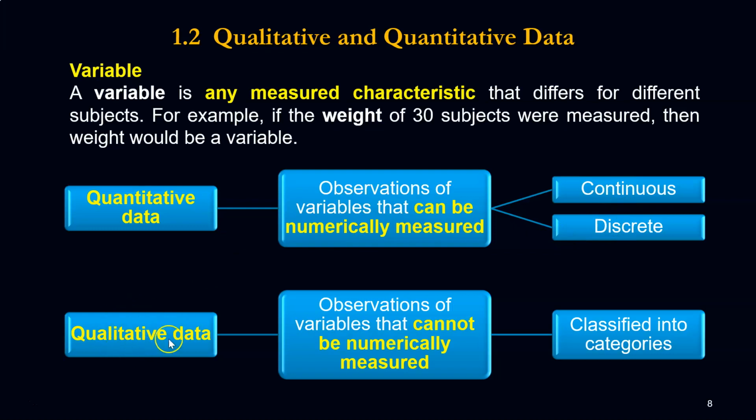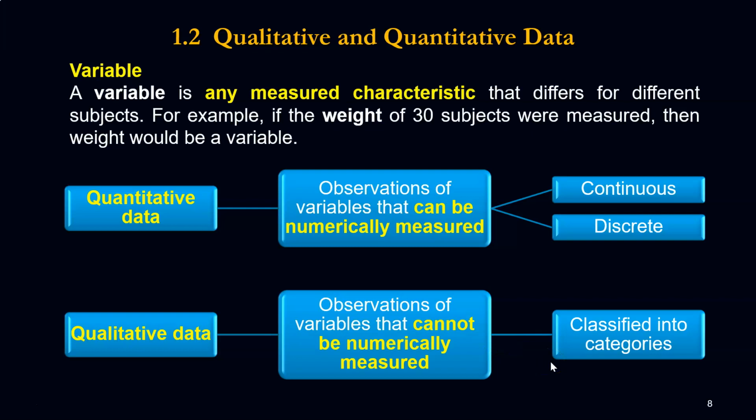But for qualitative data, kita ada dua jenis data, kualitatif dan juga kuantitatif. And for this one, qualitative meaning that you cannot measure it numerically. Kita tidak boleh count dia secara nombor. What we can do is we classify it into categories. Since kita tidak boleh measure, ukur dia, kita cuma boleh kategorikan dia atau kelaskan dia.